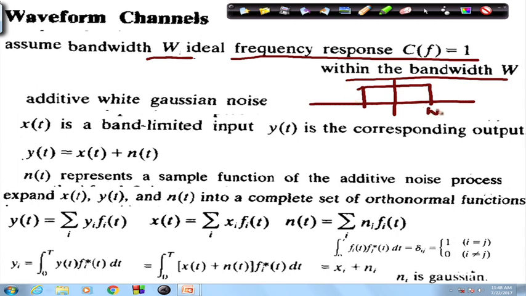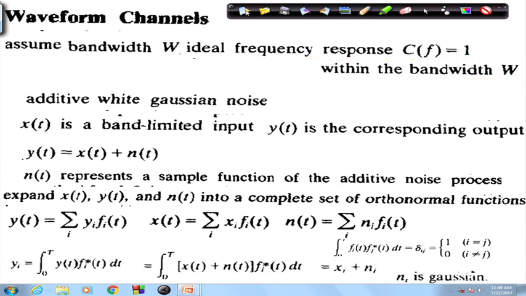Okay. So, this is W and this gain is 1, and x(t) is band limited and y(t) is the corresponding output. So, this is the band limited input because you have a certain bandwidth W. Again, you can see it is additive white Gaussian noise. Here x(t) takes continuous values, y(t) takes continuous values. So, it is a continuous input, continuous output, and hence it is known as the waveform channel. And of course, n(t) represents the sample function of the additive white Gaussian noise process.